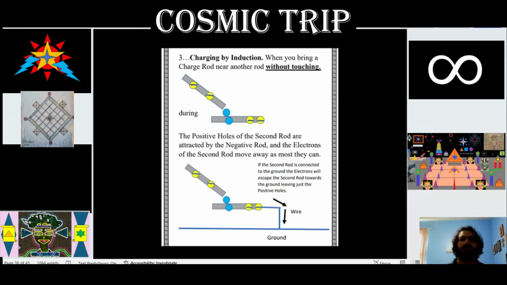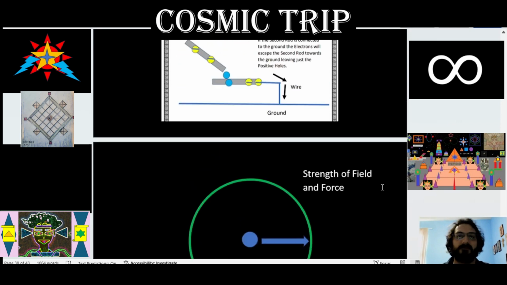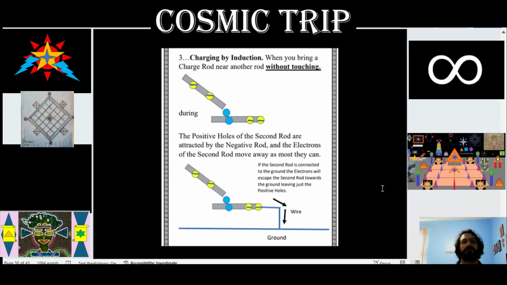Now, what you can do is you can connect this bottom rod with a wire that is grounded. Yes, the ground conducts electricity. So you ground the rod and the electrons can escape because the electrons will still be repelled by the electrons in the rod. And that means that the electrons will escape to the ground, and afterwards you're going to have a negatively charged rod and a positively charged rod, and that's another way in which objects can be charged, which is through induction.